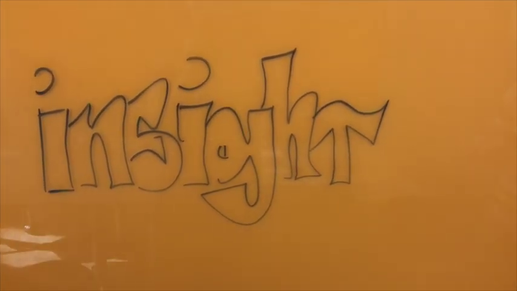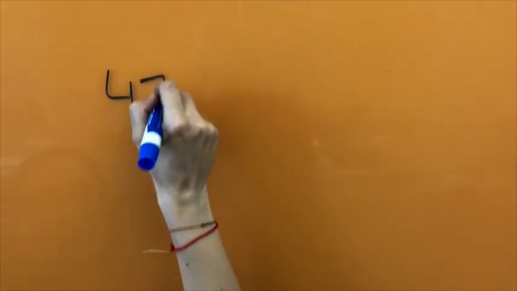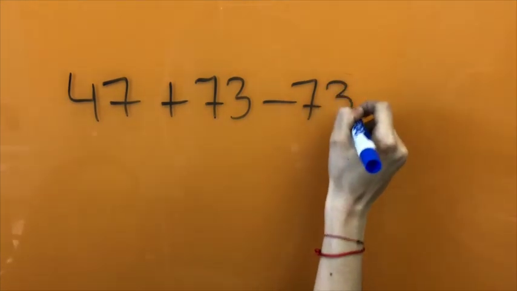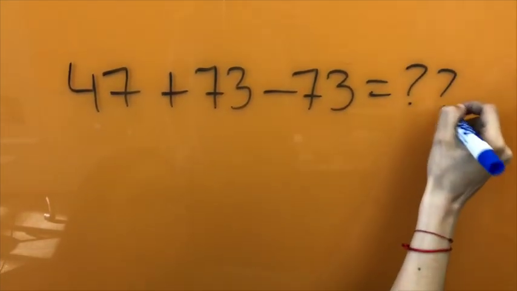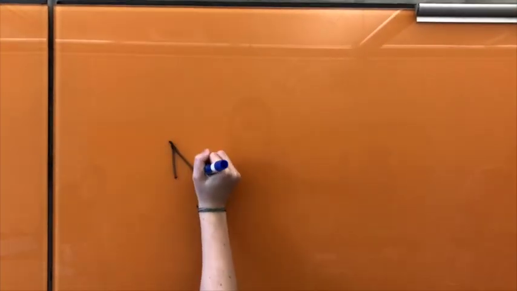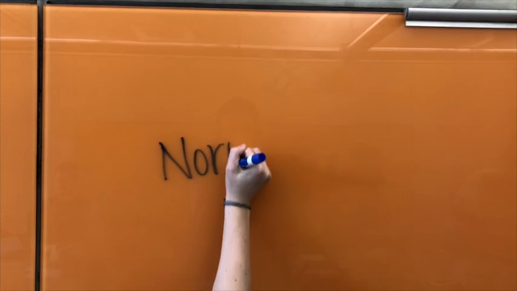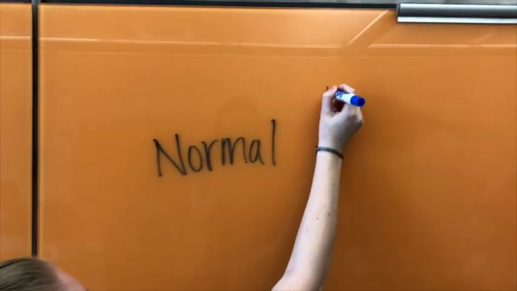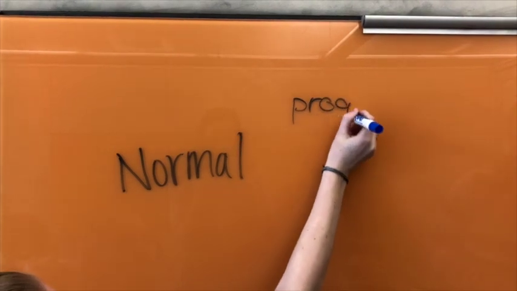For example, when solving the math problem 47 plus 73 minus 73, while it might take you a matter of seconds before you apply insight and get the correct answer, it may take you a while to realize how you got the correct answer so quickly. In some cases, insight might not come to us immediately. This is one of the biggest differences between solving problems using normal methods and insight.